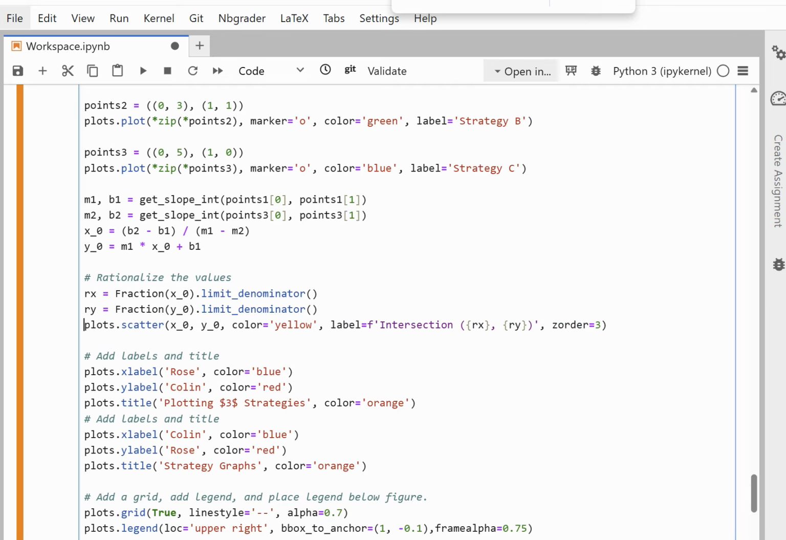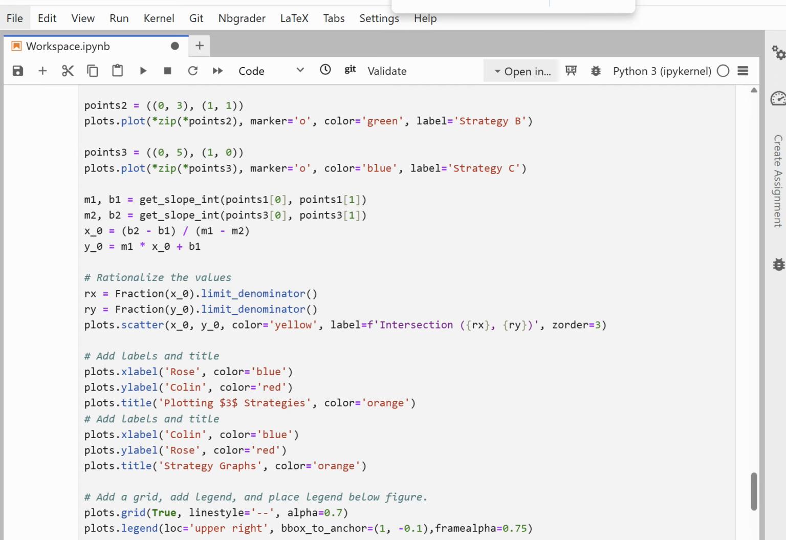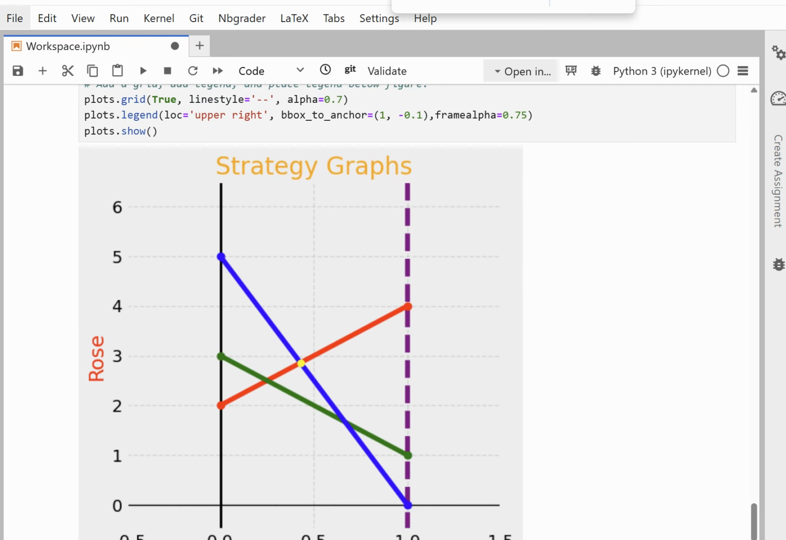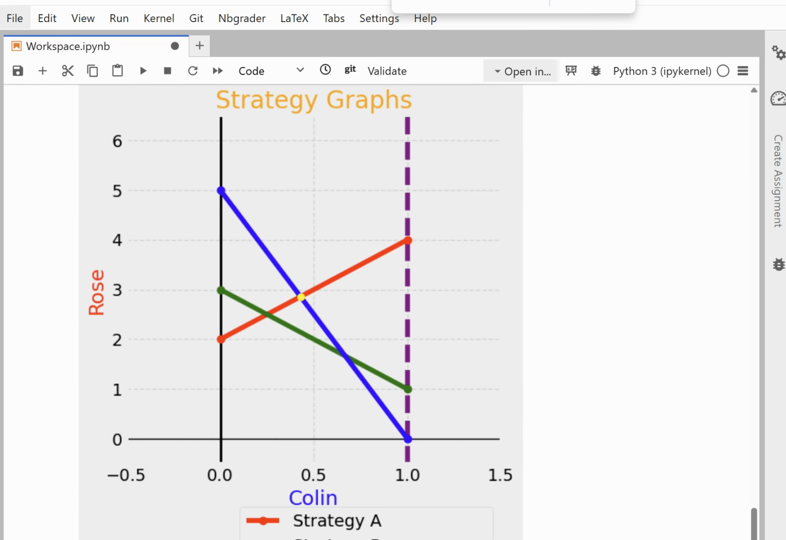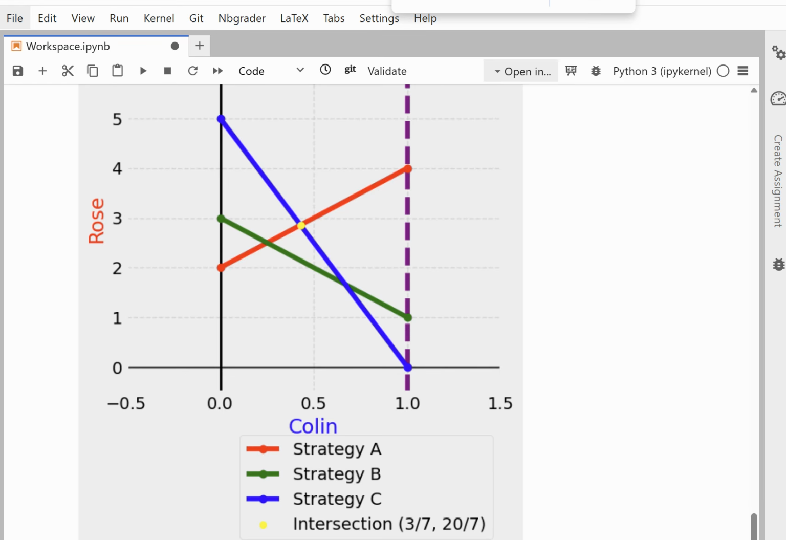And when I take the hashtag off the line that plots the intersection point, I have it showing up on the graph. And if I scroll down, you'll see that we have the correct values for the point of intersection.